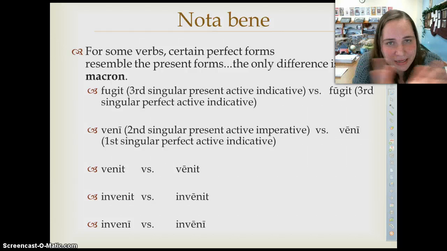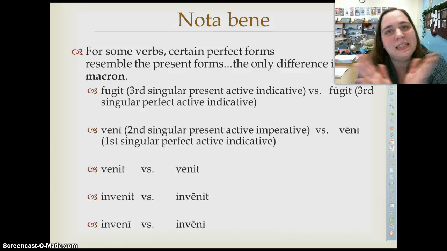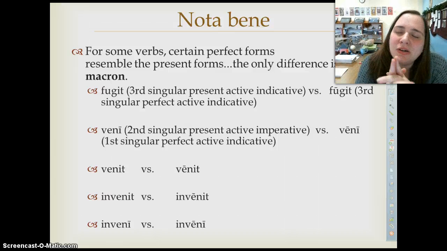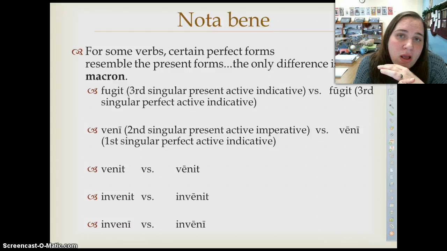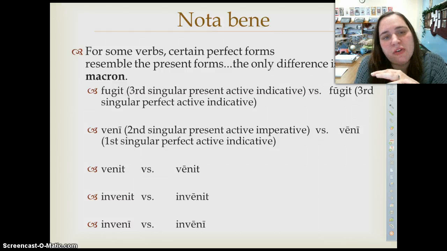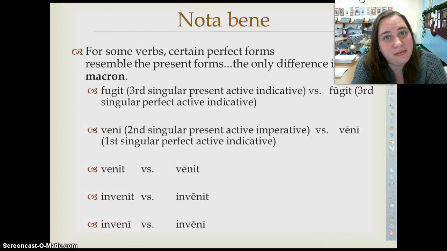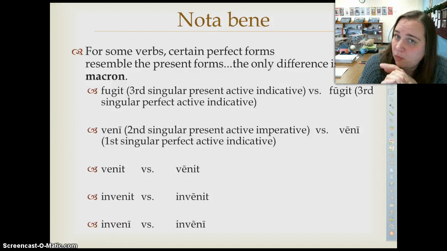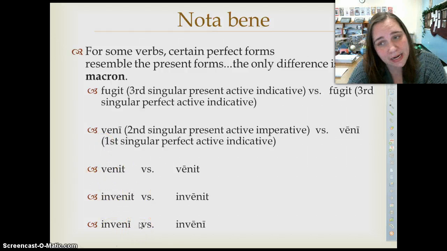Okay. There's one little thing that I want to end this lesson on, and it's the only little hiccup that the perfect can possibly give you, because the perfect is so wonderfully straightforward that, for the most part, it's a gift. There are certain verbs, and you have to be careful about this, okay? Certain third io and fourth conjugation verbs where the only difference between a present form and a perfect form is a macron, okay? There are only a few verbs that work like this, but there are some notable ones that we've already done, including fugiō, veniō, and inveniō, okay?